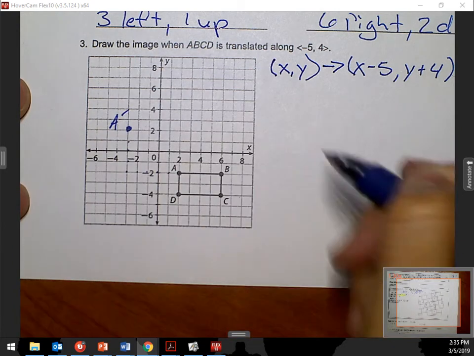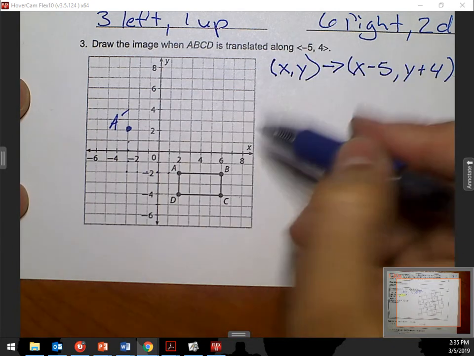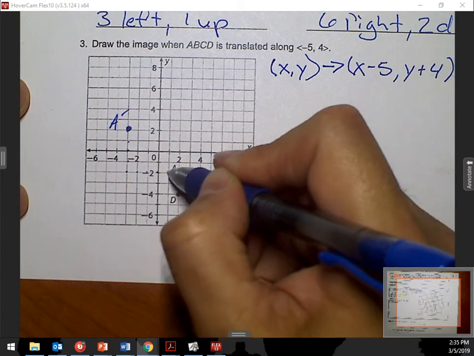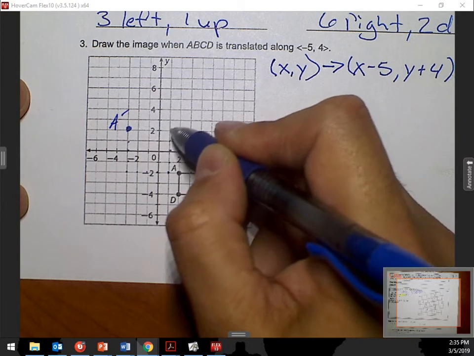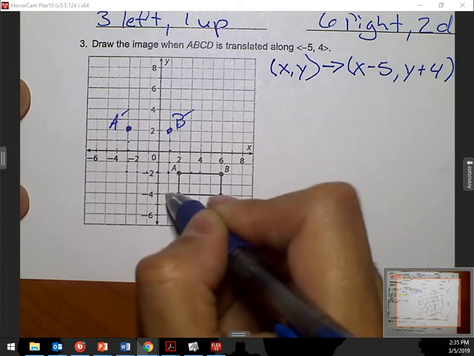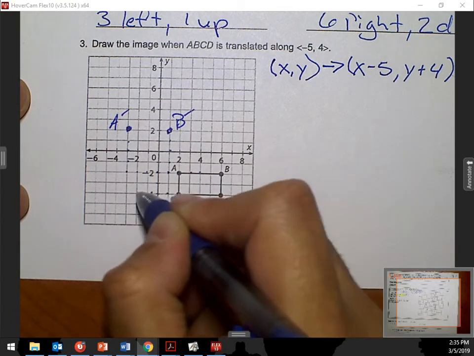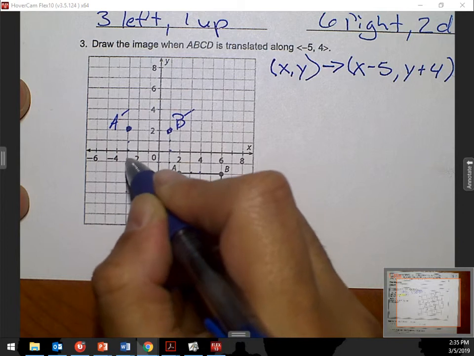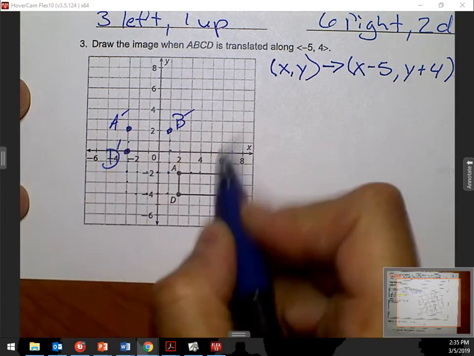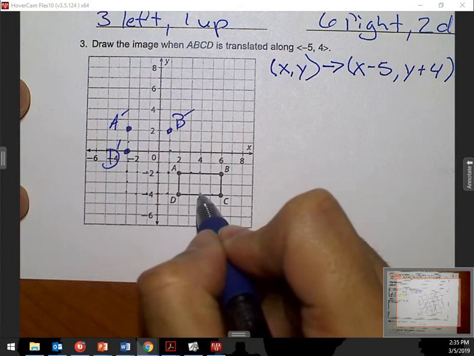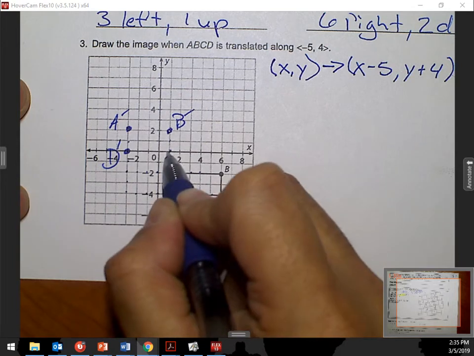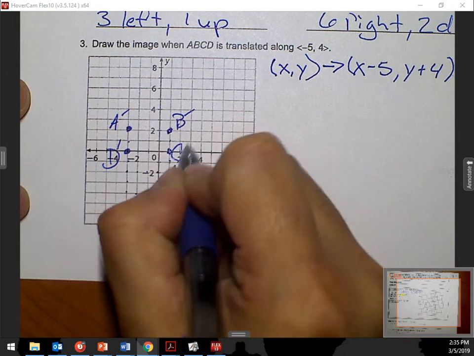Do the same thing for each one. Let me see for B. 1, 2, 3, 4, 5. 1, 2, 3, 4. That's B prime. 1, 2, 3, 4, 5. 1, 2, 3, 4. That's the D prime. 1, 2, 3, 4, 5. 1, 2, 3, 4. That's my C prime.